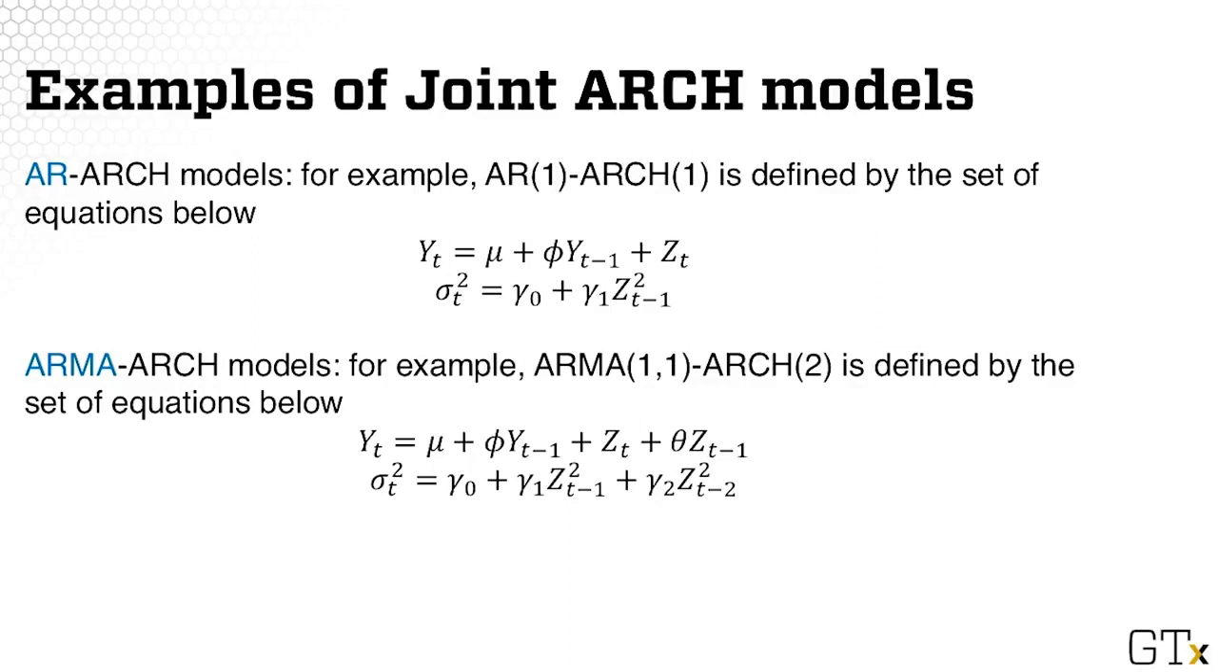A second example provided in this slide is the ARMA(1,1) and ARCH(2) models, where yt is modeled by an ARMA(1,1) with zt, the error process, being modeled by an ARCH(2) model. Hence, the conditional variance is gamma 0 plus gamma 1 times zt minus 1 squared plus gamma 2 times zt minus 2 squared.